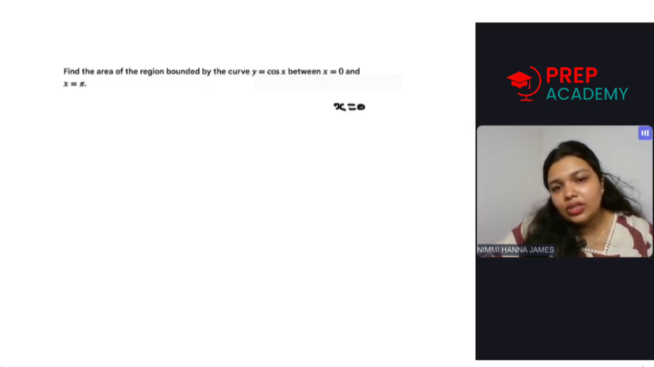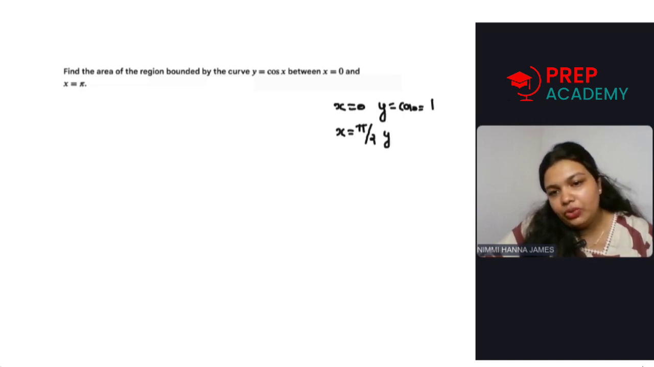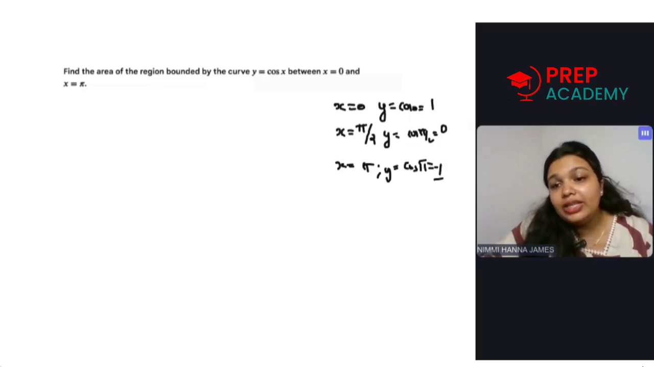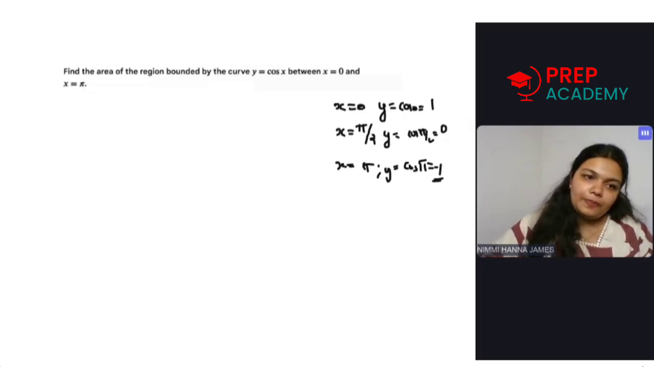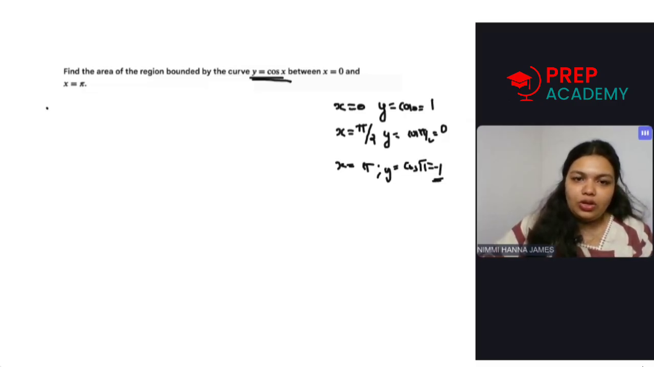So when x is equal to 0, y is equal to cos 0, which is 1. Then x equal to pi is there, so I'm finding one more middle value, that is pi by 2. So y is equal to cos pi by 2, that is 0. And when x is equal to pi, y is equal to cos pi, which is minus 1. So that's it. Now we are going to draw the graph of the curve cos x.